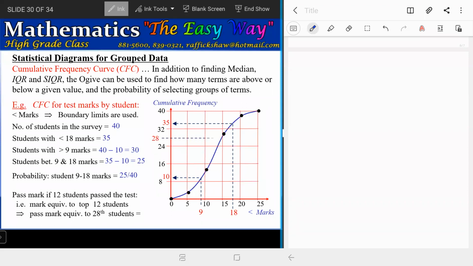See him up here now. I'm finding him up here, 28 students. Come across on the graph and read it down, and it says 14 marks. So the pass mark is 14 marks. Once you score 14 marks or more, you pass the test. Remember now, 28 students would score less than 14 marks. So to pass the test, you have to score more than 14 marks.